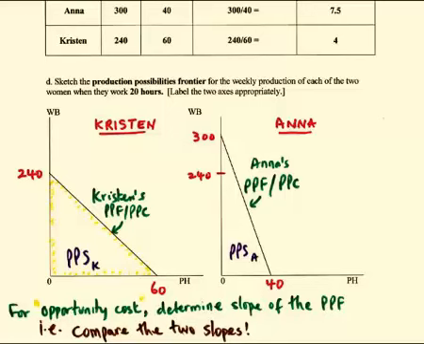Let us now introduce the concept of the production possibilities frontier. Before we get to that definition, however, we want to understand what production possibilities are. And it's pretty straightforward. Production possibilities, what is possible in production. We just said that Anna could produce 300 wristbands or 40 potholders, Kristen could produce a maximum of 240 wristbands or 60 potholders.